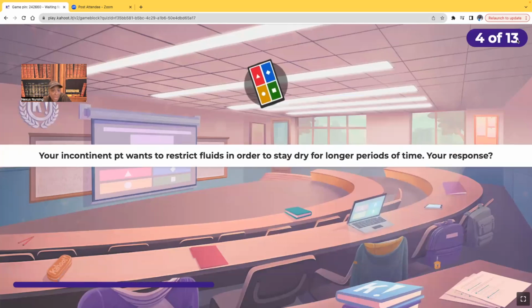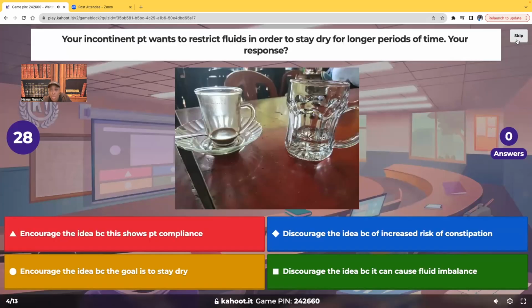All right, your incontinent patient wants to restrict fluids so that they can stay drier for a longer period of time. What would be your response? Would you encourage this idea because it shows that they're trying to be compliant? Would you discourage the idea because restricting fluids can cause constipation? Would you encourage the idea because the goal is for them to stay dry? Or would you discourage the idea because it could cause fluid imbalance?